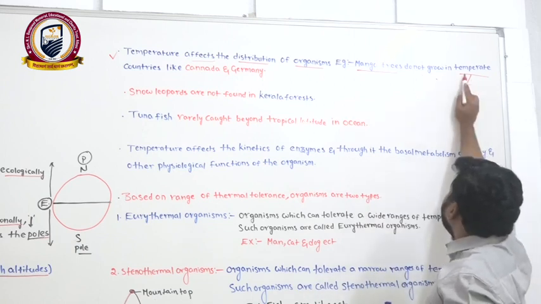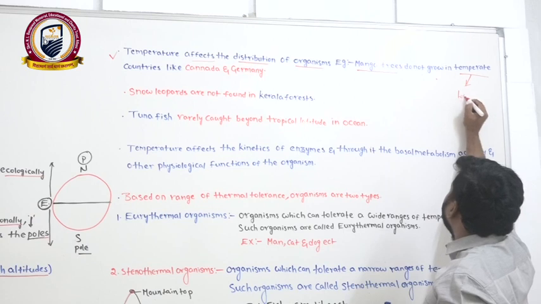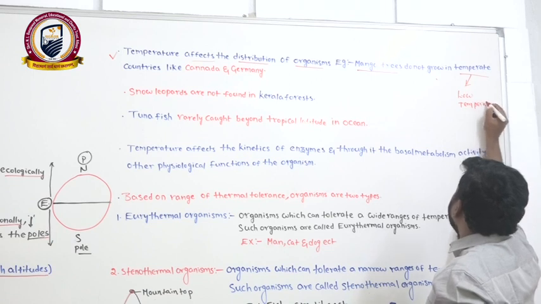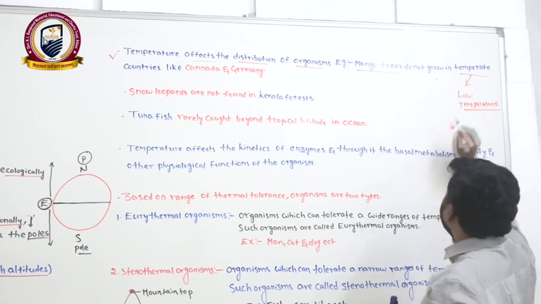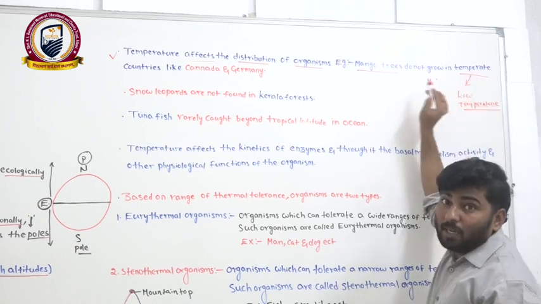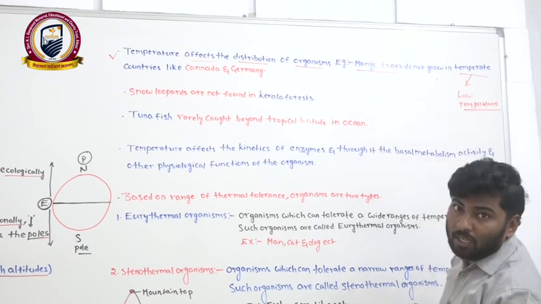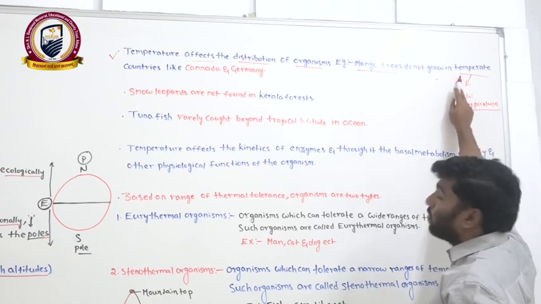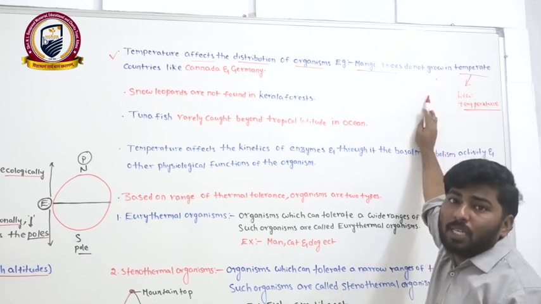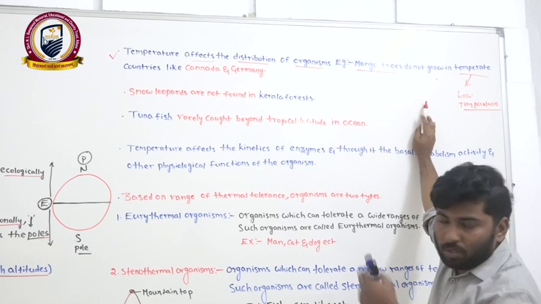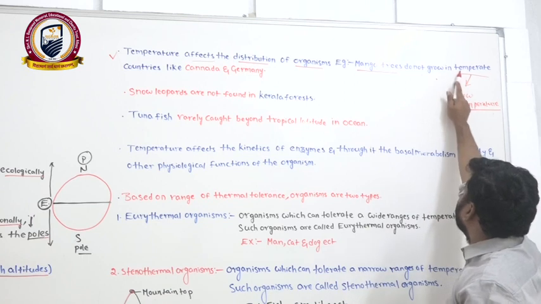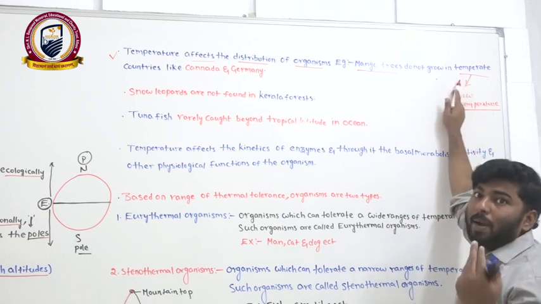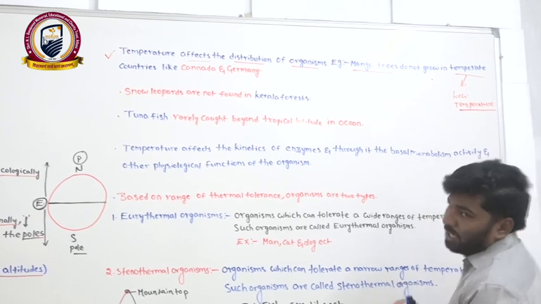Temperate areas are nothing but low temperature areas. Don't confuse it here. It's not a high temperature area. Temperate means a low temperature area, nearer to the poles. In this area we notice coniferous forest. As I told you when discussing biomes, these temperate areas are helpful for growing pine trees. These are the cold climatic conditions.